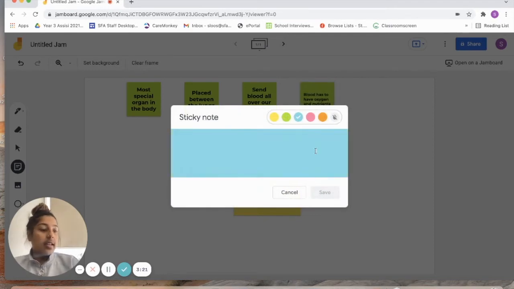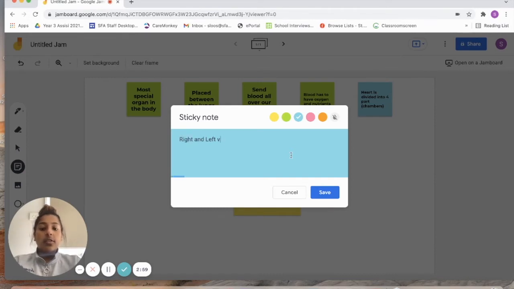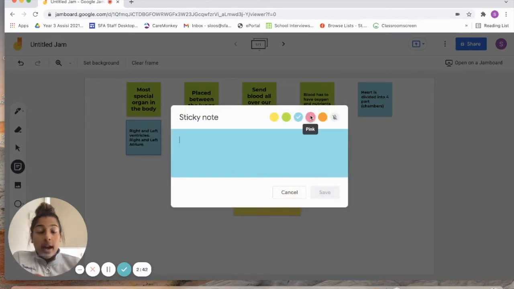Right, then I'm going to do my new color, and I've said that the heart is divided into 4 parts, and they are called the chambers. Okay, so remember what they said about the chambers. They said that there's the right and left ventricle, and that there's the right and left atrium. And each of those parts have a significant role in how the heart helps to pump the blood through the body.